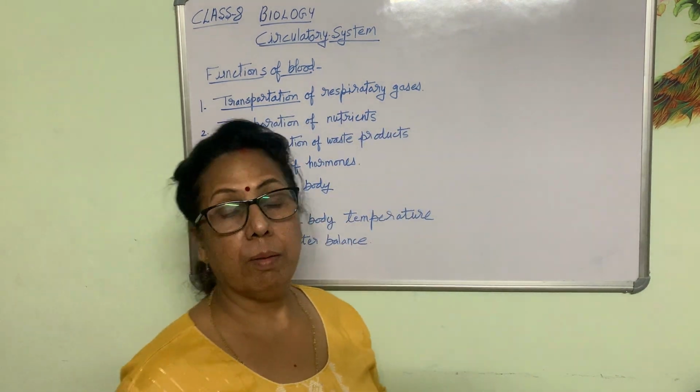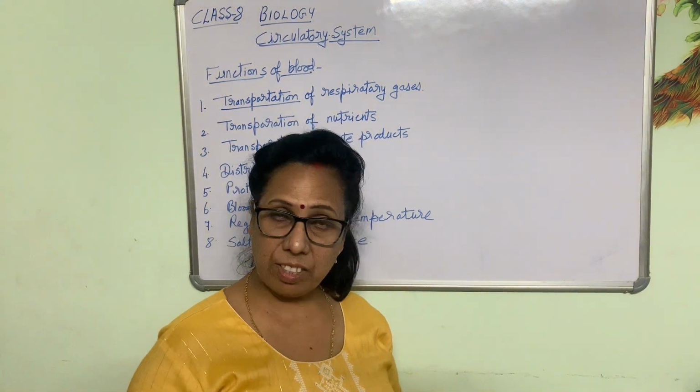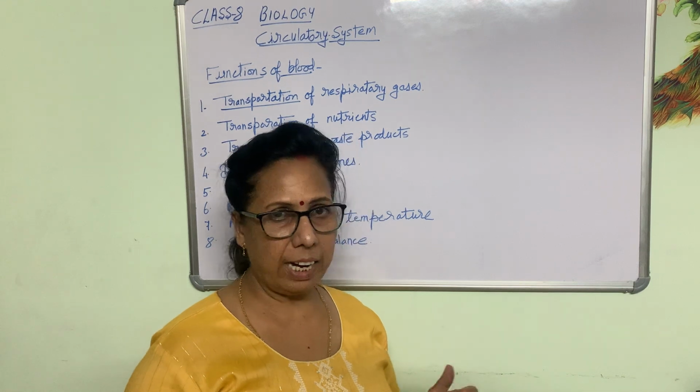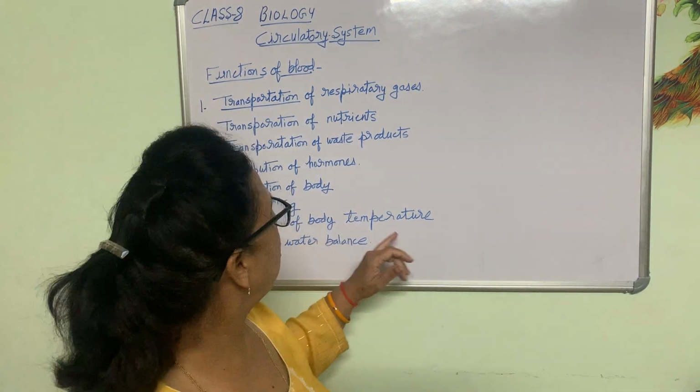Blood clotting. Blood clotting is essential, and it occurs due to the presence of the blood platelets. The process is initiated by them, and blood platelets are constituents of the blood. Right? Regulation of body temperature.